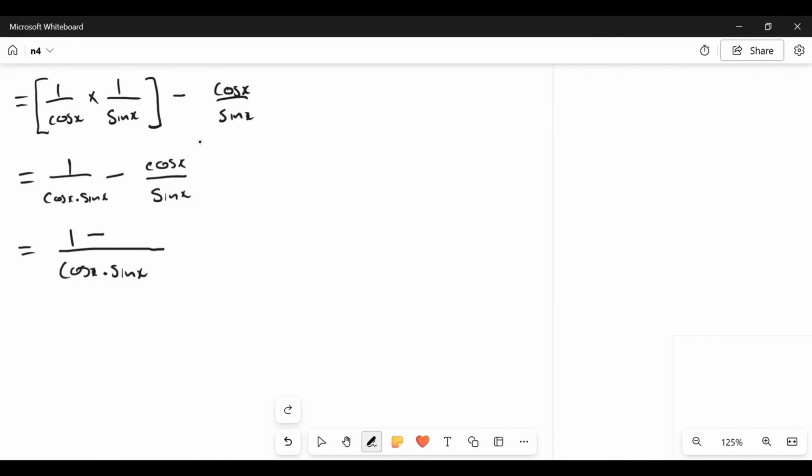Then we multiply that cos x with this cos x there. So this is going to give us cos squared x. There we go. Now, when you look at the numerator there, we have 1 minus cos squared x. So we can use this identity when we have sine squared x plus cos squared x. This is going to give you 1.